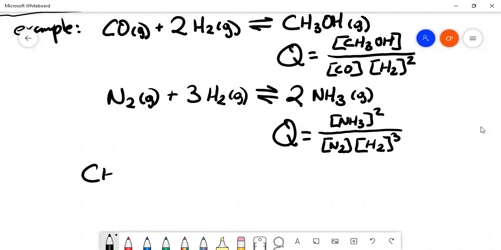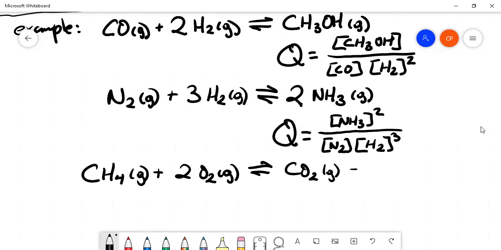Combustion of methane. CH4 gas plus 2 O2 gas. Back and forth 2. CO2 gas plus 2H2O gas. Write it down in your own terms. I'll give you a minute.